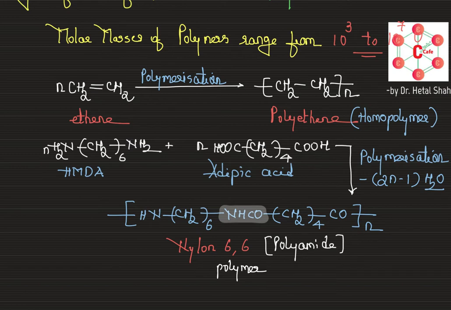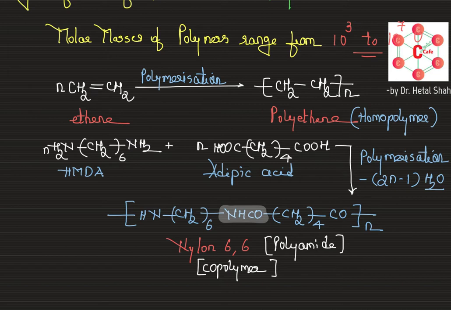I may not put this, I can directly put this. So now, when the same monomers form the polymer, it's a homopolymer. When different monomers undergo reaction and form a polymer, it is called a copolymer. This is called nylon 6,6 because each monomer contributes to the polymer in giving 6 carbons. And once again, there would be 2n minus 1 water molecules removed, right? So these are two different types of polymers, the examples.